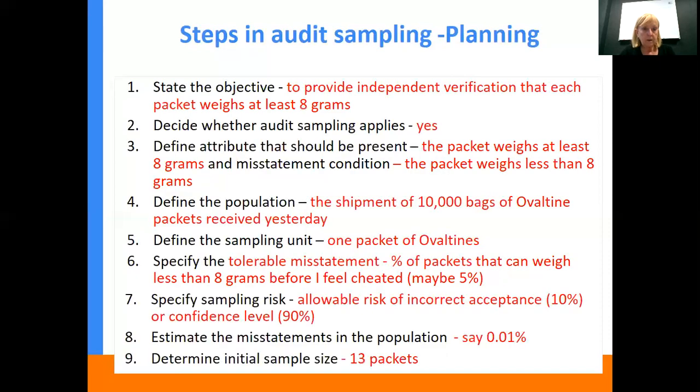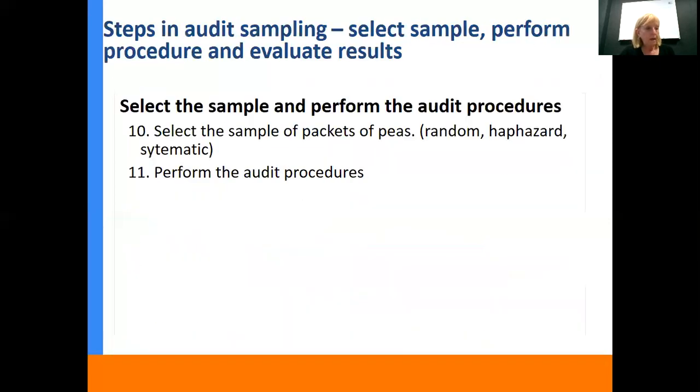Let's just click through that because we've already done that. The steps in audit sampling: select the sample, perform the procedure, and evaluate the results. So we select the sample. Oh, see, I've gone back to packet of peas. I've got to update these slides. And perform the audit procedure. So I might select them randomly, haphazardly, or systematically. I can only use haphazard if I decide I'm not going to do statistical sampling.